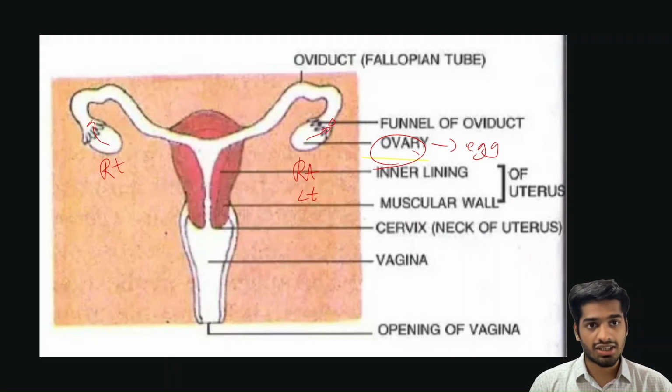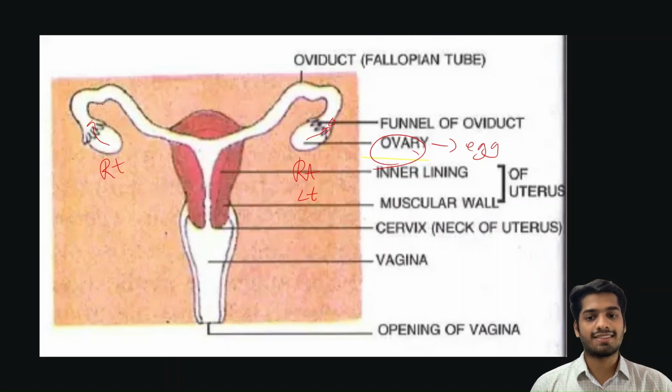The first function was to release the egg, that is the female gamete. Now the second function is that these ovaries release hormones, which are the most important hormones in the female body. They are estrogen and progesterone. This estrogen and progesterone give the female their female characters. So two functions: to make eggs, and to release hormones, estrogen and progesterone.